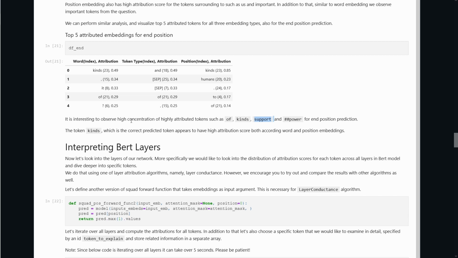Support. Again, highly concentrated. Support is not part of the word embeddings. I don't find it here in the token embeddings and it's not in the position embeddings, the top. And the same with power. For the embeddings, power is not in the top 5, neither in word embedding, token embedding, or position embedding. So I guess I do not understand what's going on here.